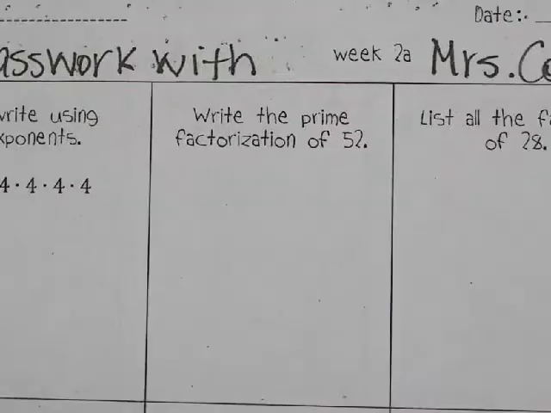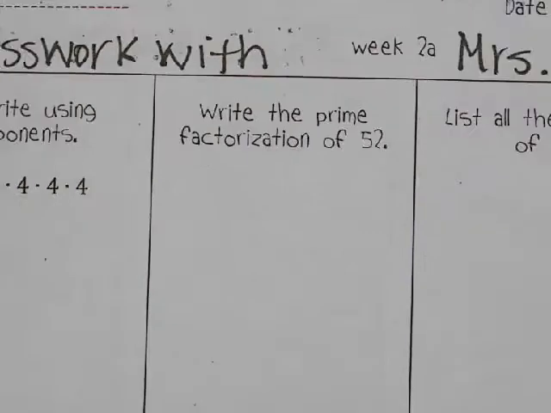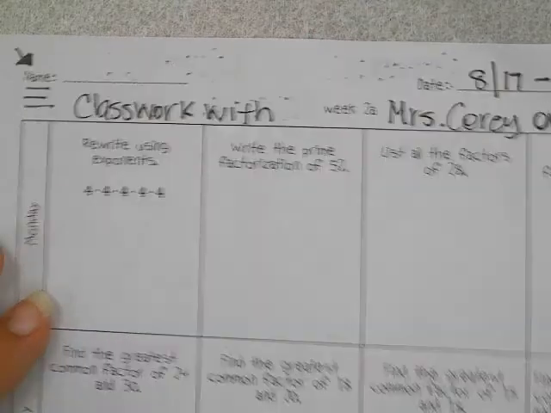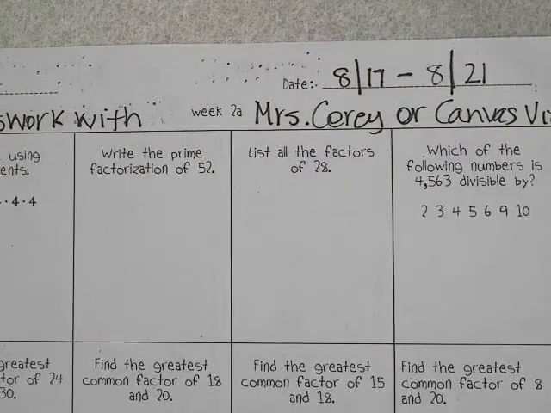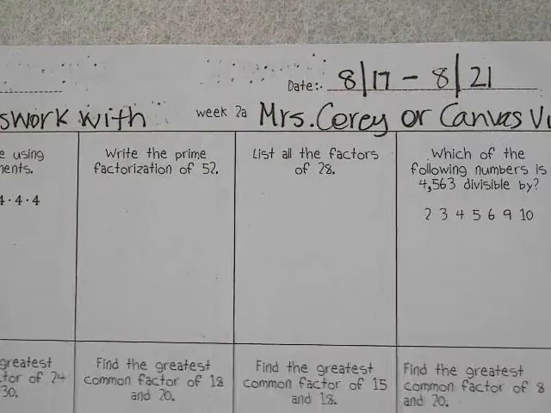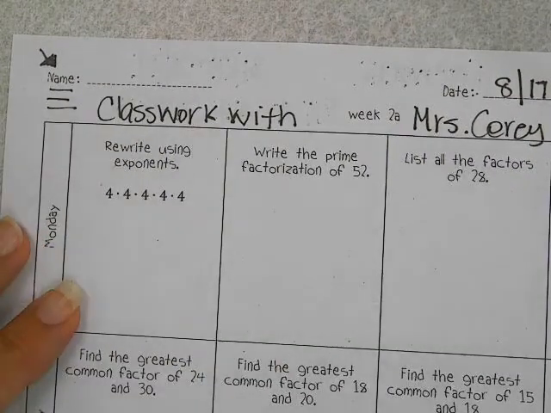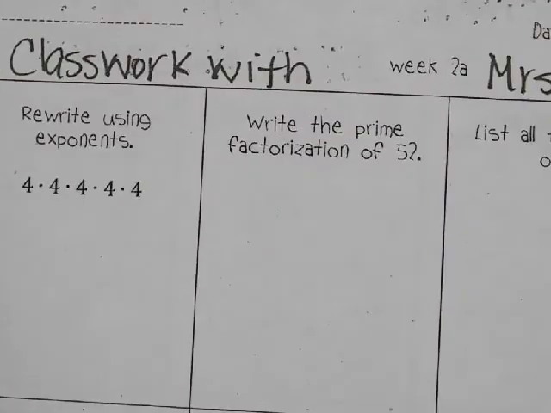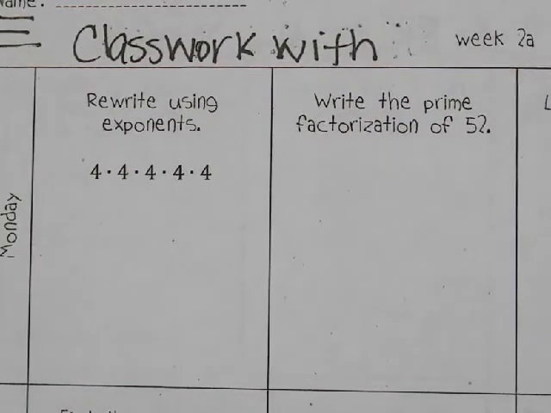Today is Monday, August 17th, and we are working on the Classwork daily review. So you should have this paper in front of you, the one that you received on Friday. And the dates at the top say 8/17 to 8/21. And please make sure you put your name, so important, and then we're going to go ahead and start on Monday. So our very first box says rewrite using exponents.